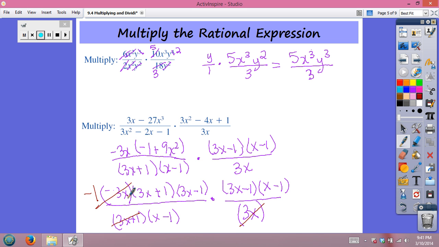3x plus 1's can go. X minus 1's can go. And we are left with 3x minus 1 times 3x minus 1. Because we are in the numerator, those can't cancel. But if we bring this negative 1 over, now we have negative 1 times 3x minus 1 squared. And that is in simplest form.